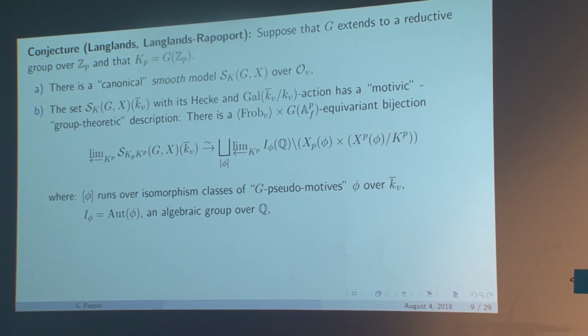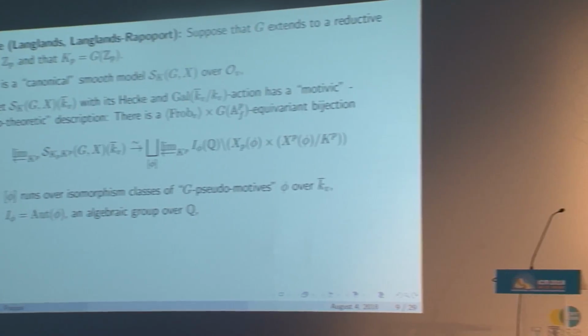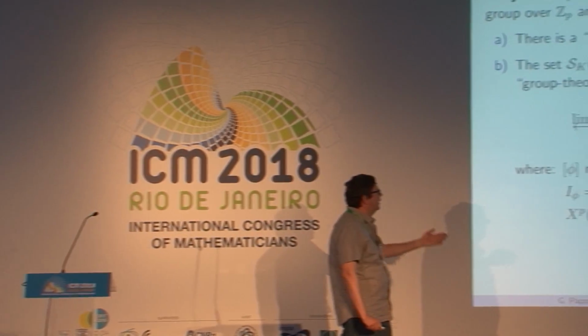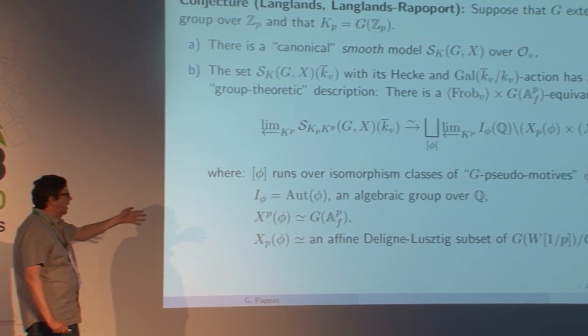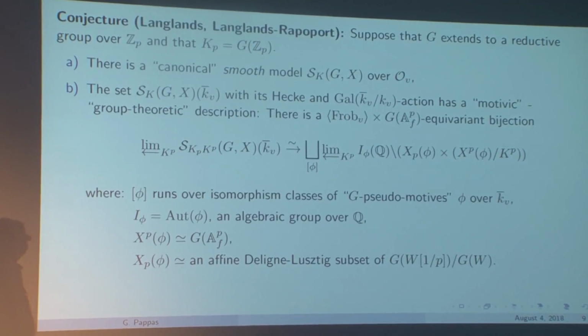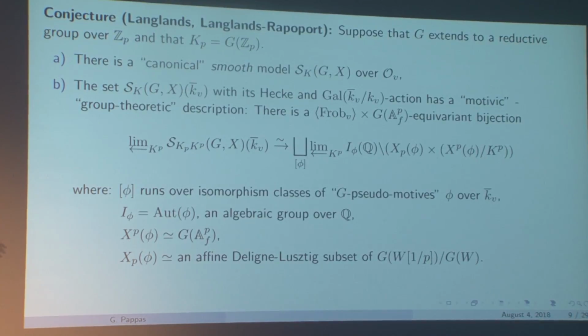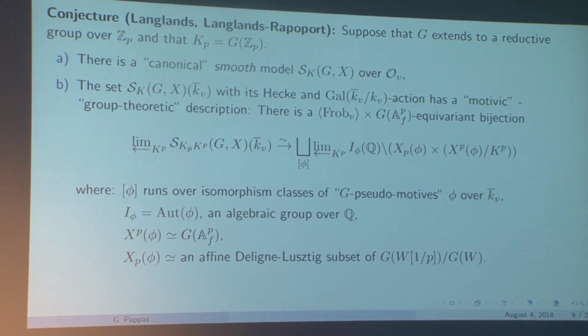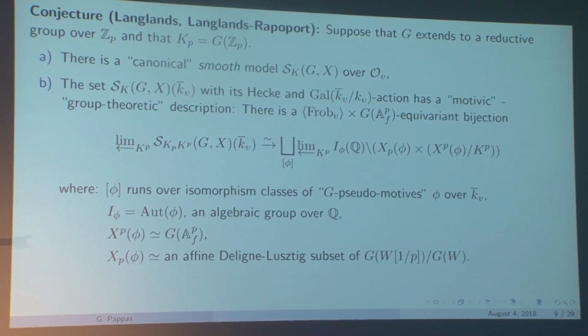And then there is some quotient there by an algebraic group over Q, which is the automorphism group of the fixed motive in the class that you're picking there. And then I'm giving you some kind of vague description of what these sets that appear in the formula are. So when I state it like that, it's not a precise statement. It just gives you an idea. It's not a precise statement because I'm not telling you exactly what these isomorphisms are and how they are given by the theory.